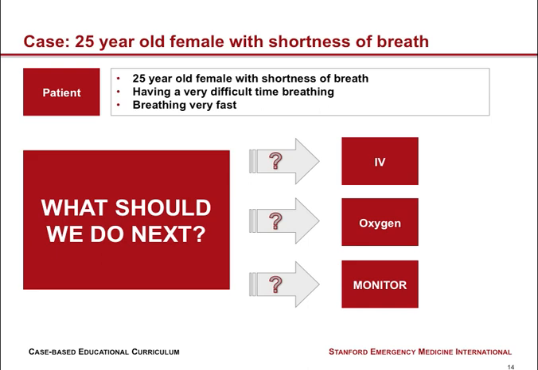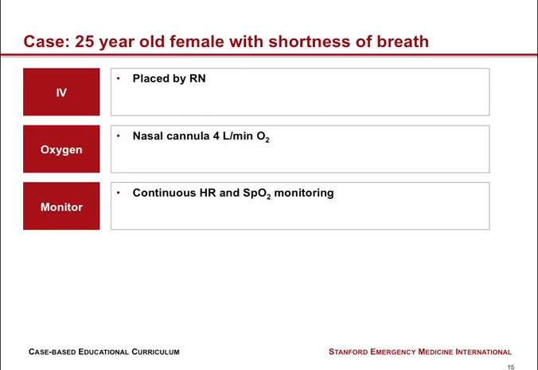So now what should we do with that information? What should we do next? And the possibilities with critical patients are to place an IV, to put them on oxygen, and to put them on a continuous monitor. And in fact, we did all three. The IV was placed by the nurse, 4 liters per minute of oxygen via a nasal cannula was placed on the patient, and the patient was placed on a continuous heart rate and oxygen monitor.